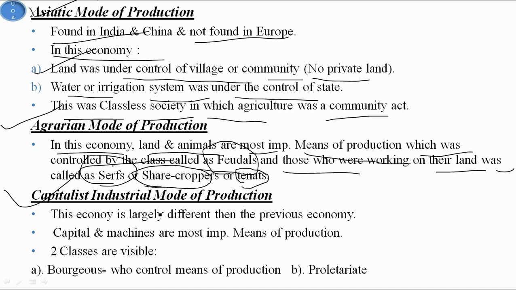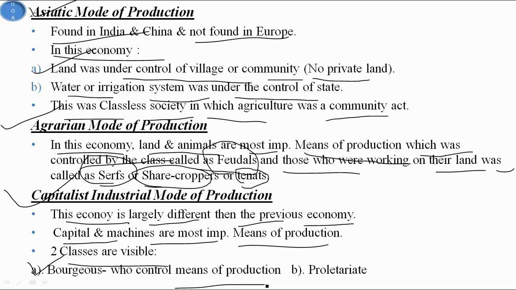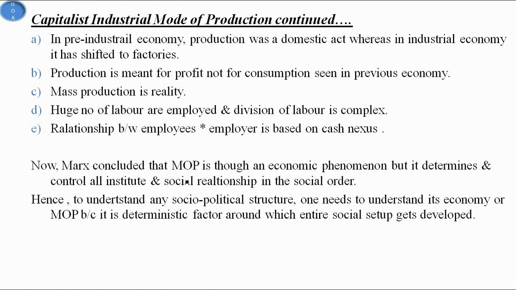Next one is the capitalist industrial mode of production. This economy is largely different from the previous economies. Here the capital and machines are the most important means of production. Two classes are visible here. First one is the bourgeois who control the means of production, and the second one is the proletariat or the workers.